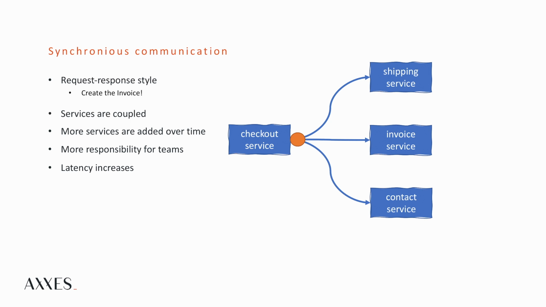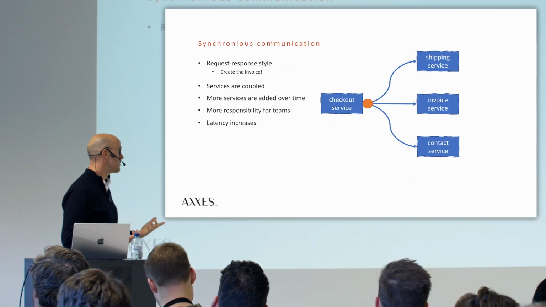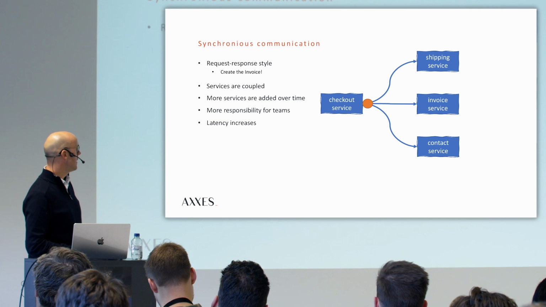Because if the shipping service, for example, is going to have a breaking change in their API, at that moment, it's up to the team of the checkout service to implement that breaking change. So they're gaining more responsibility as well, or more work, like you can say.